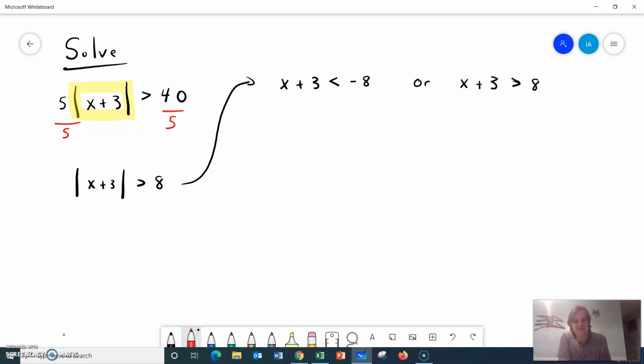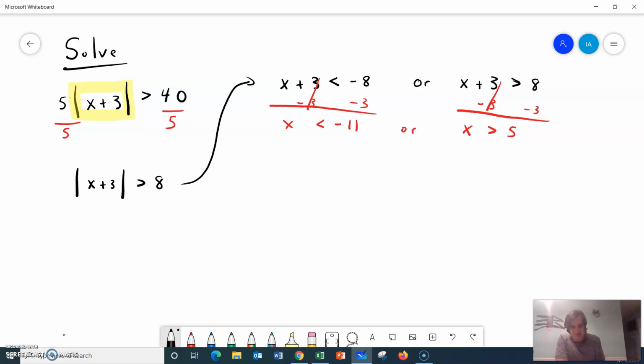So we'll solve x plus 3 less than negative 8. We'll subtract 3 from both sides to get x by itself. So that'll give me x less than negative 11. That's not a bad answer. The other one, we have x plus 3 greater than 8. So we'll subtract 3 from both sides, and that gives me x greater than 5. That's a decent answer. Remember, this is OR.